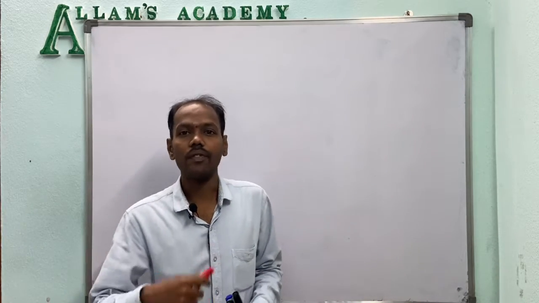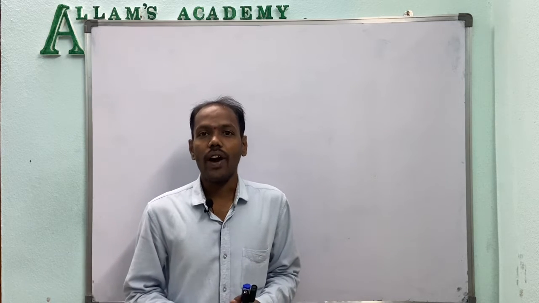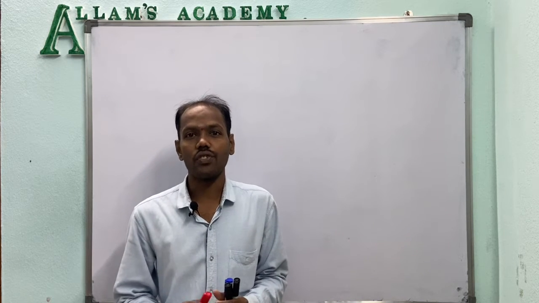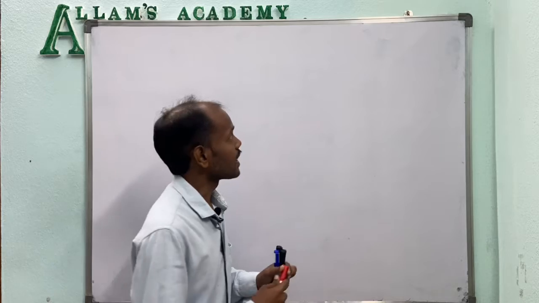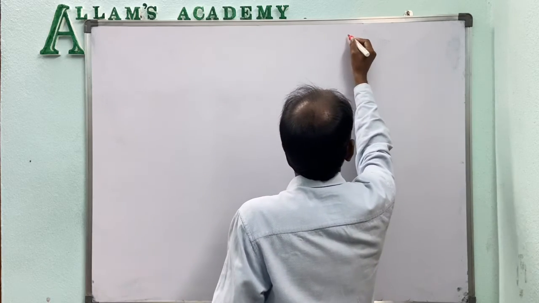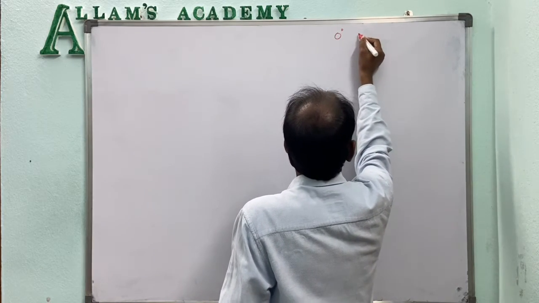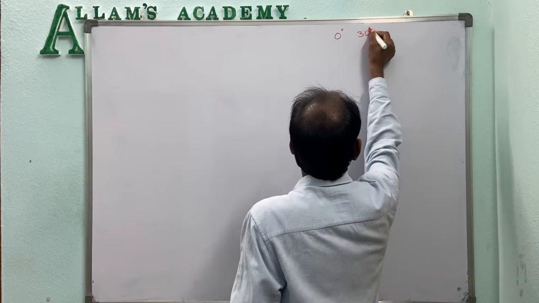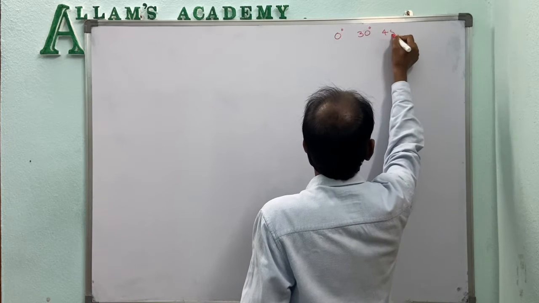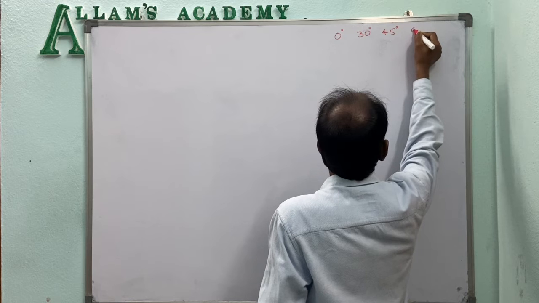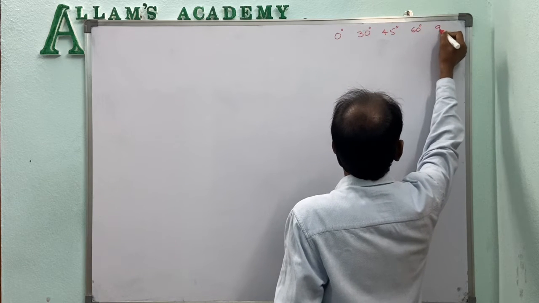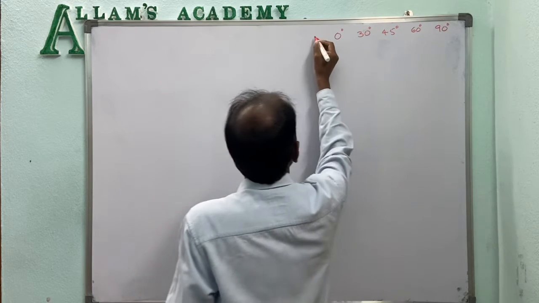Now we see the values of trigonometric ratios of some degrees, and the degrees are 0 degrees, 30 degrees, 45 degrees, 60 degrees and 90 degrees.